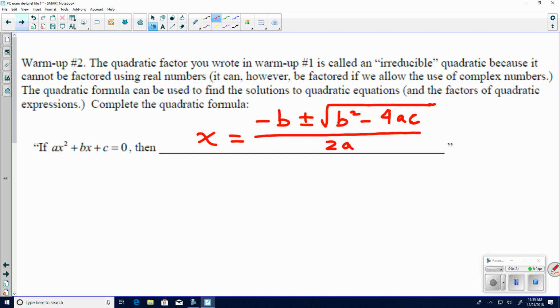The variable x here is important because if we had a quadratic expression or equation that was at squared plus bt plus c equals 0, then we would have to say t is equal to. Right?